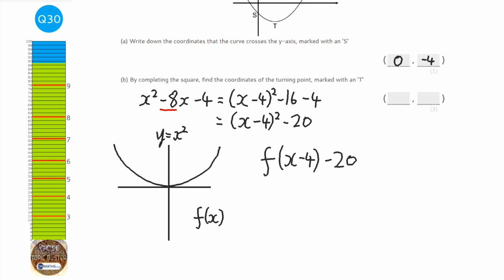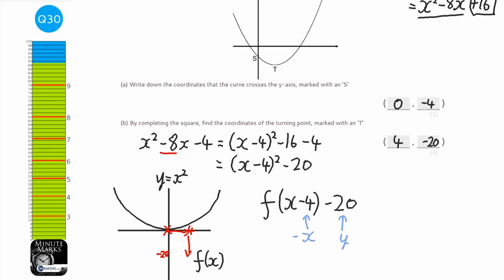So think about functions. What do the bits do? Well, anything in here moves it in the opposite direction on the x-axis. So minus 4 would move it 4 to the right, and anything out here will shift it on the y-axis, and actually it will be in the correct direction. So anything inside the bracket affects the x in kind of the opposite direction, and anything outside the function will just affect the y. So the minimum point on y equals x squared is 0, 0. And we're moving to the right 4, and then we're moving down 20, so it'd be minus 20. So the new point will be at 4, minus 20, and that's going to be the point at t.